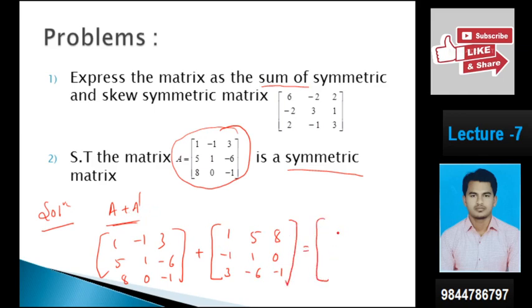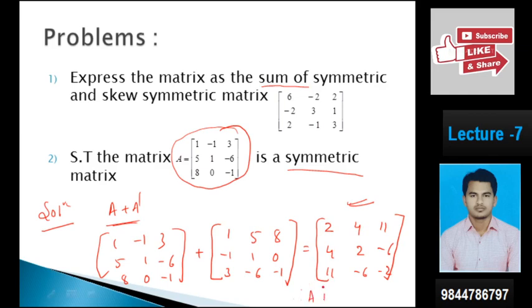Now adding these two: 1 plus 1 is 2, minus 1 plus 5 is 4, 11, 5 minus 1 is 4, 1 plus 1 is 2, minus 6 gives 11, minus 6, and here minus 2. See here, is it a symmetric matrix? Yes, symmetric. See here, the non-diagonal elements are mirror images of each other.